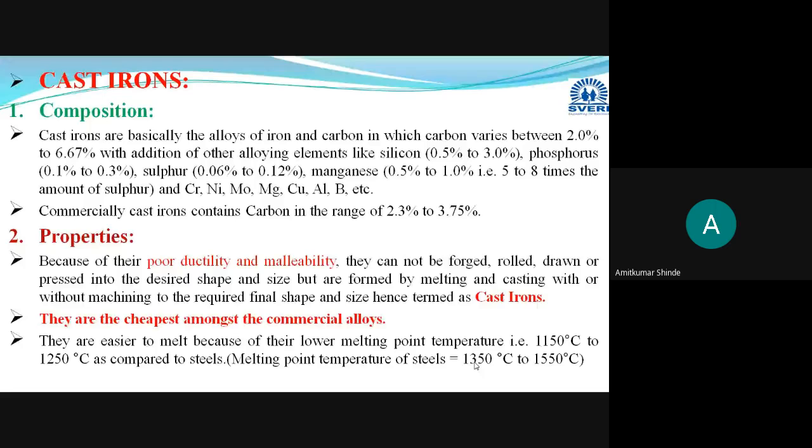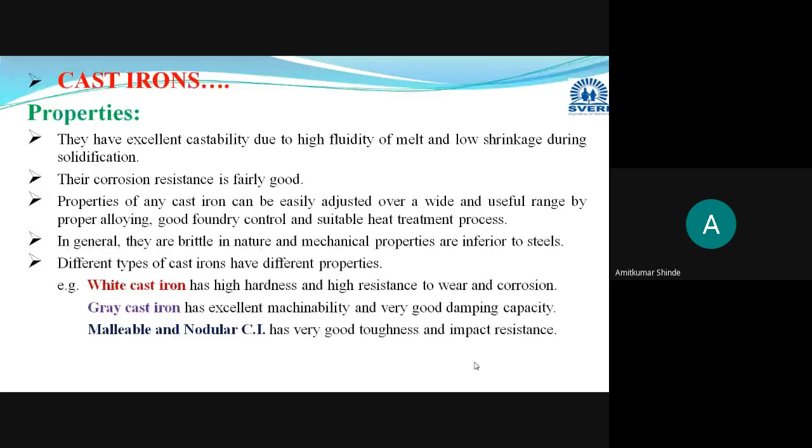Then the next property is that they have excellent castability. How is this castability determined? Because you can melt these materials very easily, and they have very high fluidity. Whichever melt is formed will have very high fluidity, and whichever end product is formed during the casting process, the shrinkage will be very less after the solidification process. This is another property of the cast iron material.